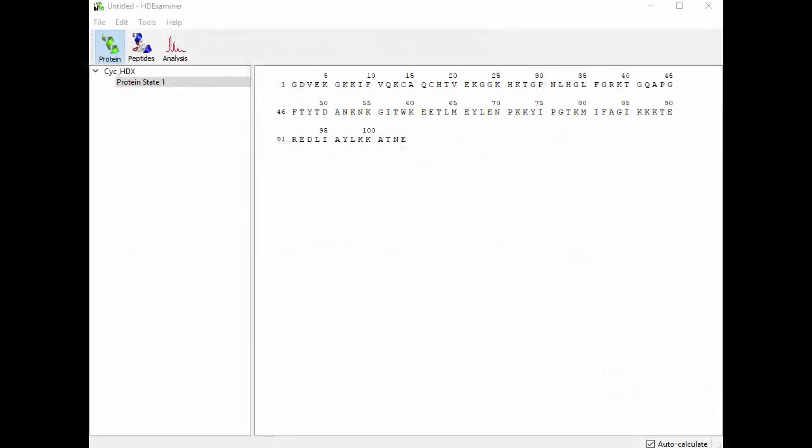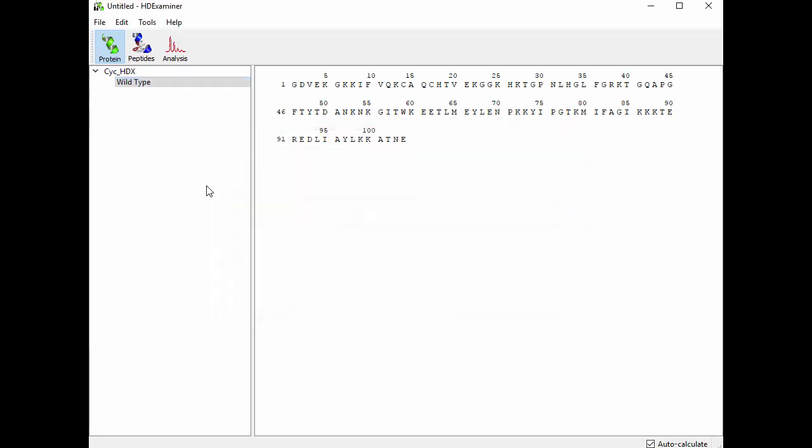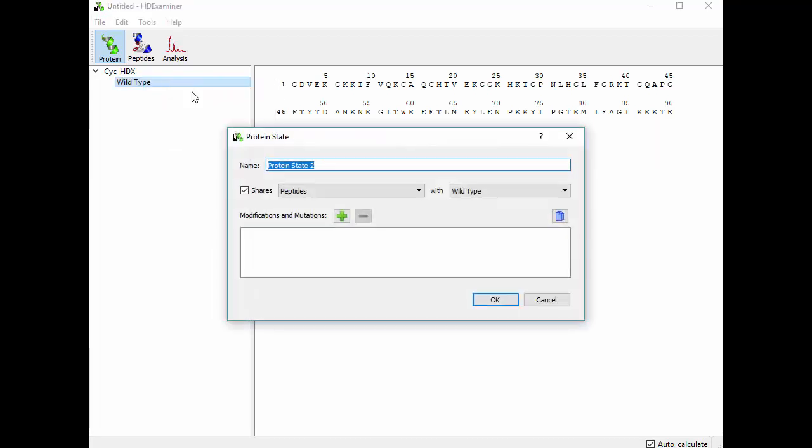So the basics of what you need to know about modifications and mutations in HDExaminer is here in the protein view. When you have modifications or mutations that you want to compare within HDExaminer, you make a different protein state for each one. So for example, let's suppose we're doing a mutant versus wild type comparison experiment. I've already loaded my protein sequence here, so let's go ahead and edit this protein state and call it wild type, and this one will have no modifications. And then let's go to add protein state, and this one will be mutant.